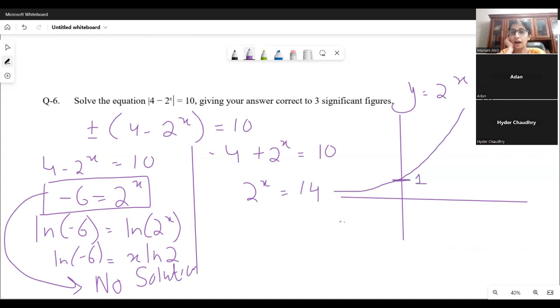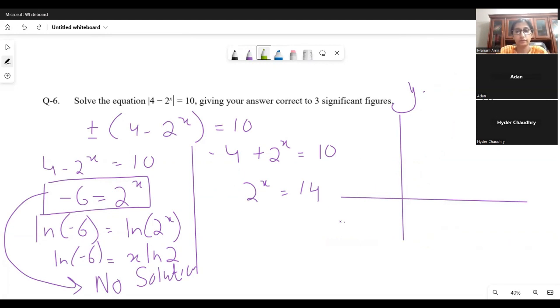Now, can this graph ever be -6? No, it can't be. -6 is a value down here, the graph never cuts it and never passes through there. So there's no value of x which will give you a -6 answer for y. So the value of y can never be -6 for any value of x. So that is why the log of a negative number is not possible. Log of minus x is not possible. This is what I meant.